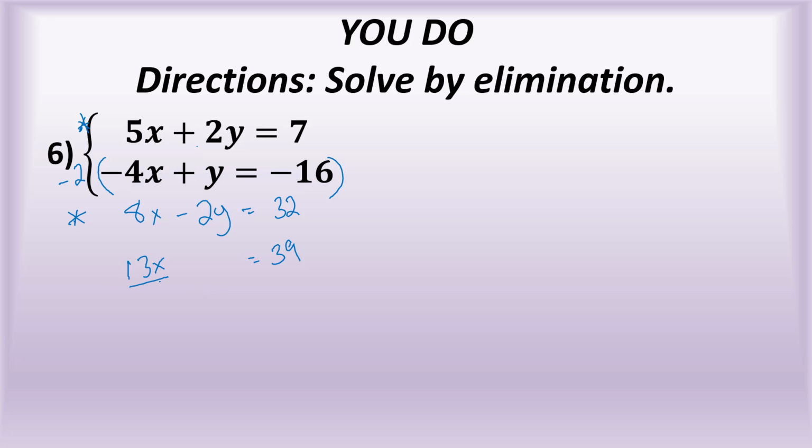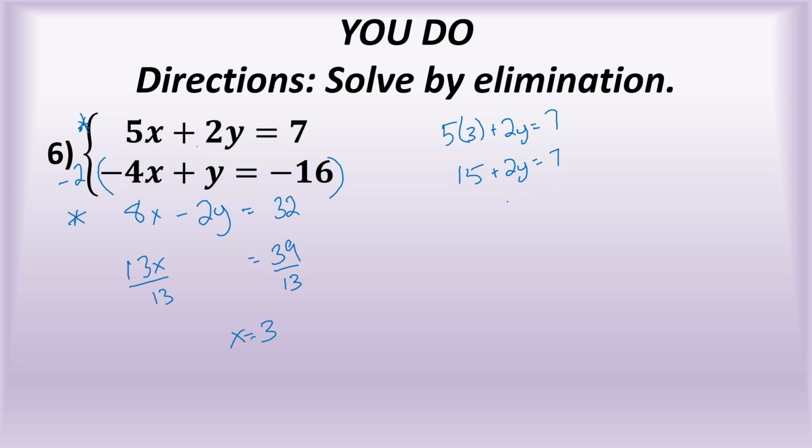All right, divide by 13. X is equal to 3. So we're going to use the equation that we didn't modify or change in any way. 5 times 3 plus 2y is equal to 7. 5 times 3 is 15. Plus 2y is equal to 7.